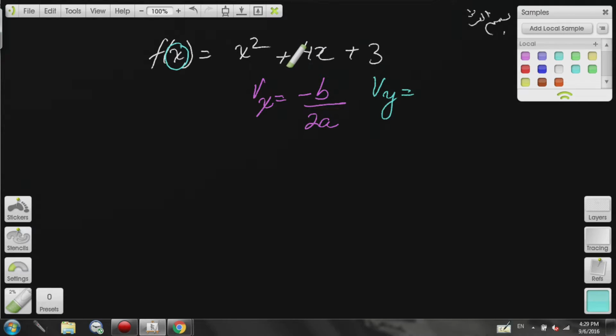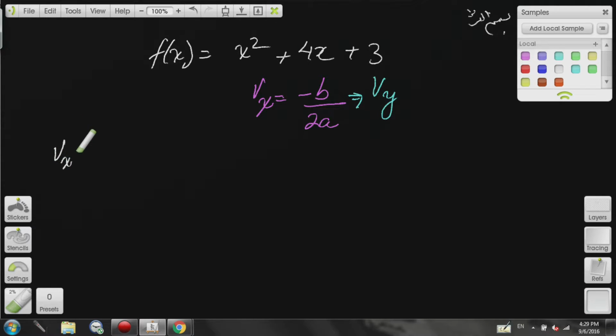Let me say that again. Once you find the x value of the function, you can substitute that x value into the function and find the corresponding y value, the buddy y value in that ordered pair. So once you know the vx, you can substitute that in here and find the vy, okay? So then you would have the vy, okay? So the vx, vy. So let's do that.